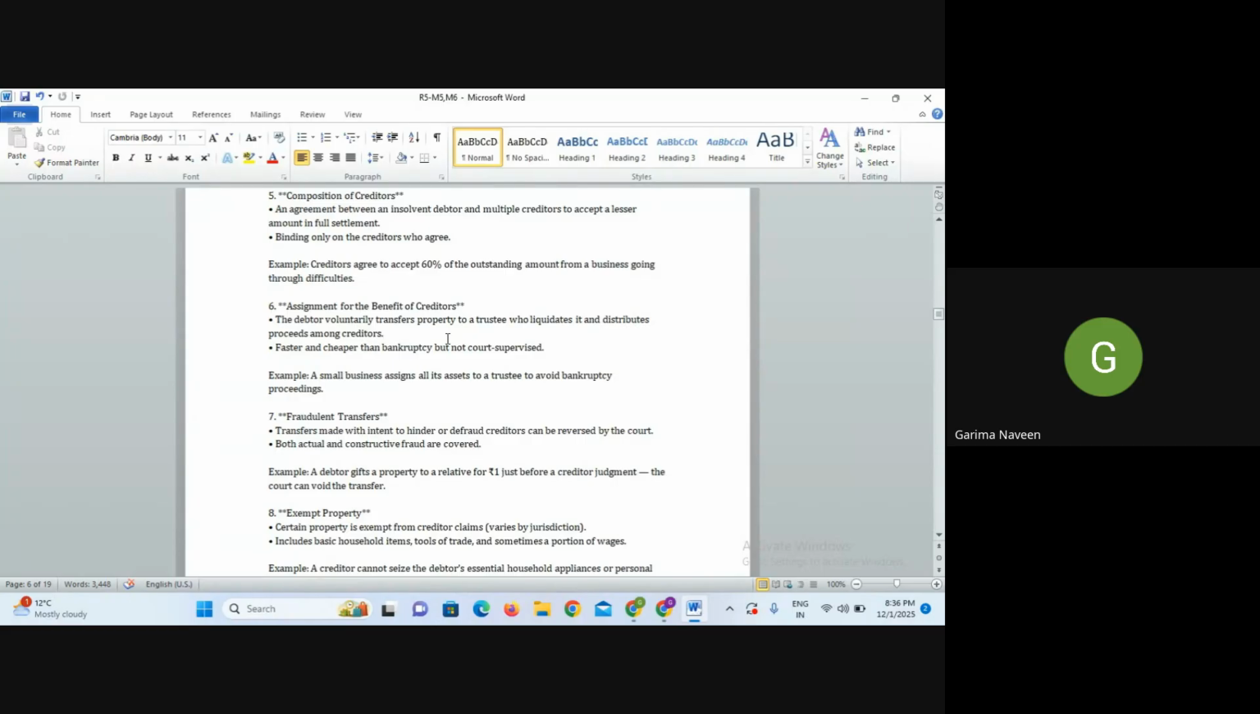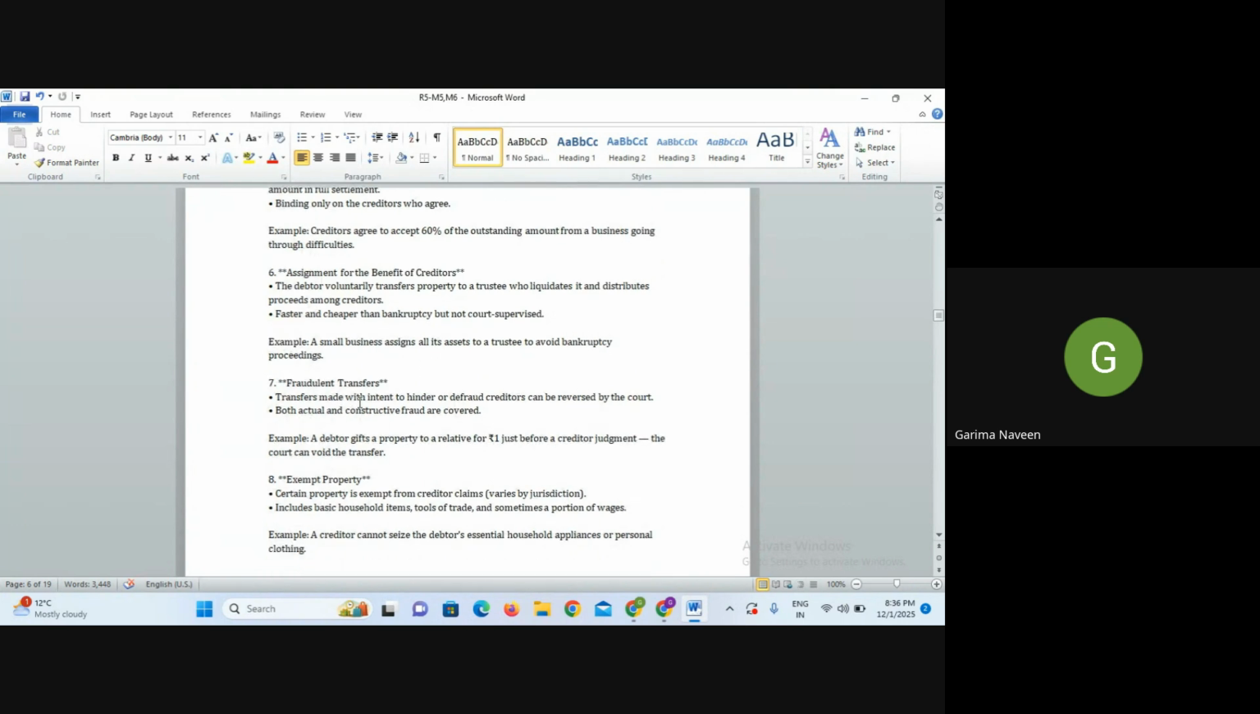Next is fraudulent transfer. So fraudulent transfer here, the transfer made with intent to hinder or defraud a creditor can be reversed by the court. So both actual and constructive fraud are covered. If someone has tried to defraud creditors, the creditors have the right to go to the court, and the court can reverse this transfer. Both actual and constructive fraud are covered here.